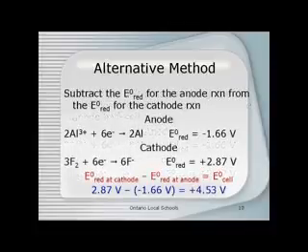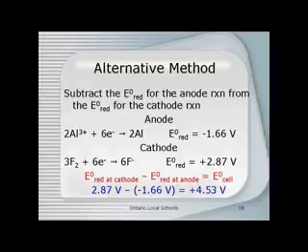Continuing on with the alternative method, what we're going to do now is subtract the standard reduction potential for the anode reaction from the standard reduction potential for the cathode reaction. So our standard reduction potential at the cathode is 2.87 volts. We're going to subtract the standard reduction potential for the species at the anode, which is negative 1.66 volts. So what we get is 2.87 volts minus a negative 1.66 volts.